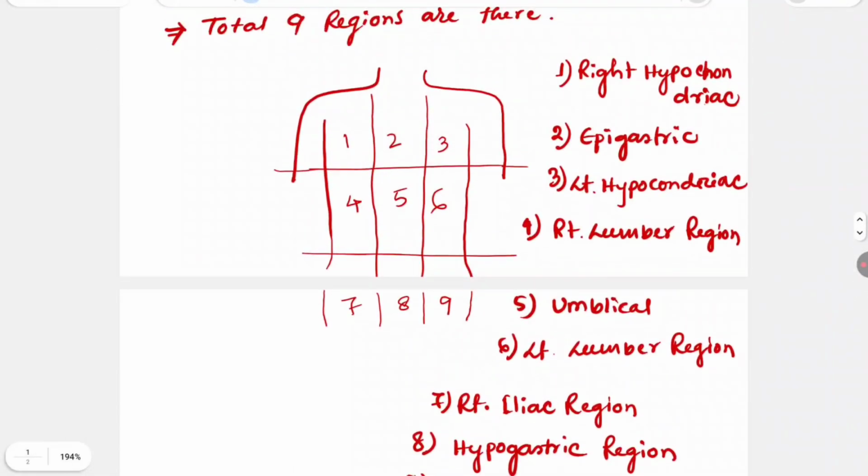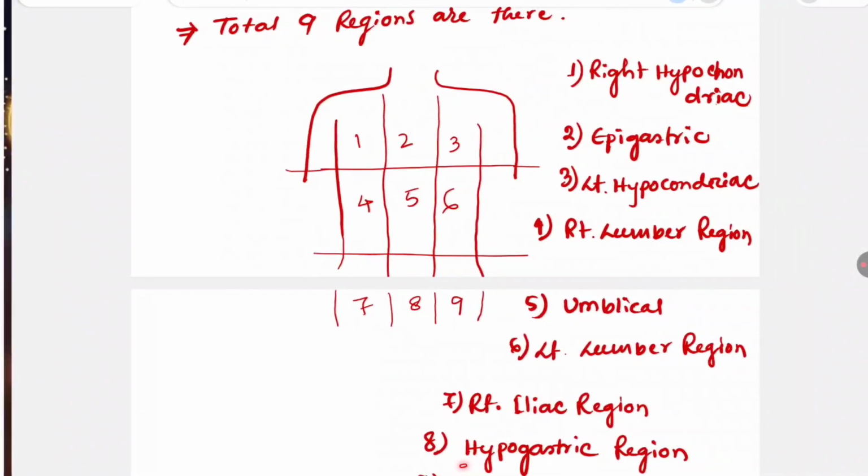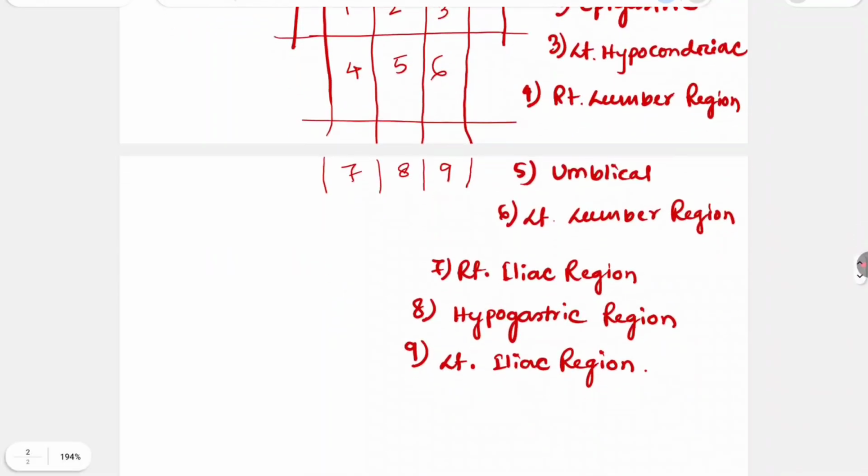So here you can see, first one is the right hypochondriac region. Second one is the epigastric region. Third one is the left hypochondriac region. Fourth one, right lumbar region. Fifth one is the umbilical region. Sixth one is the left lumbar region. Seventh one, right iliac region. Eighth one is the hypogastric region. And ninth one is the left iliac region.